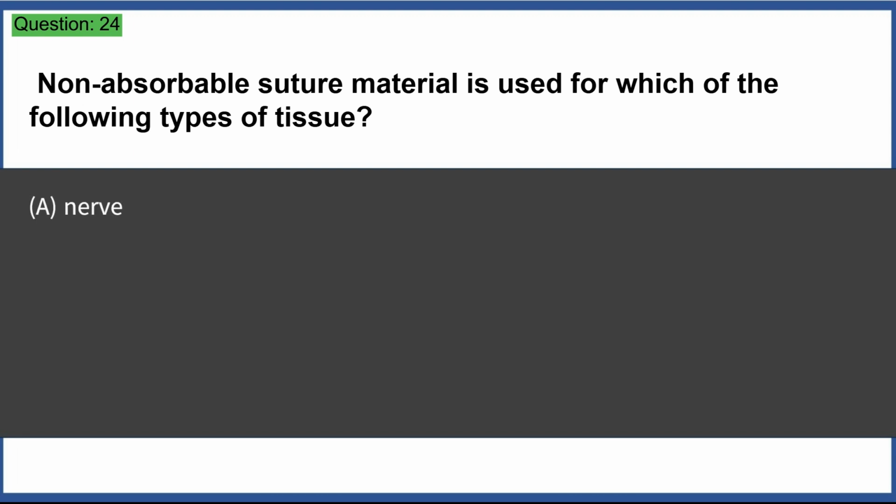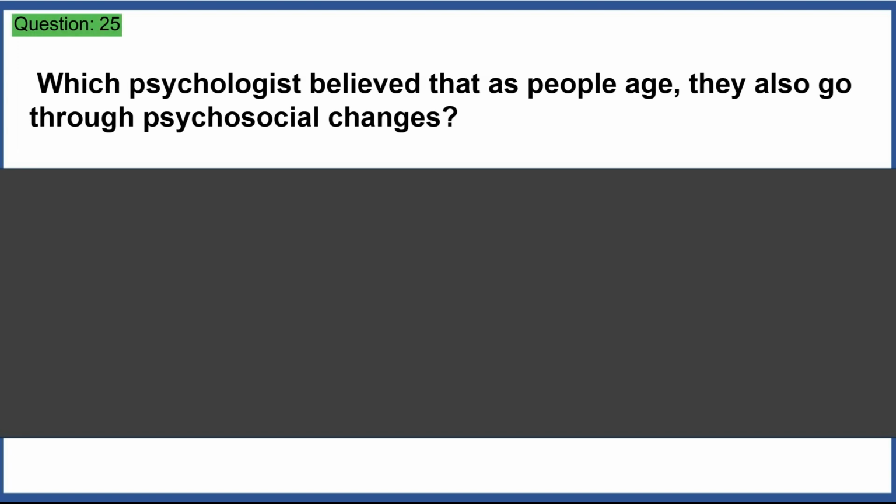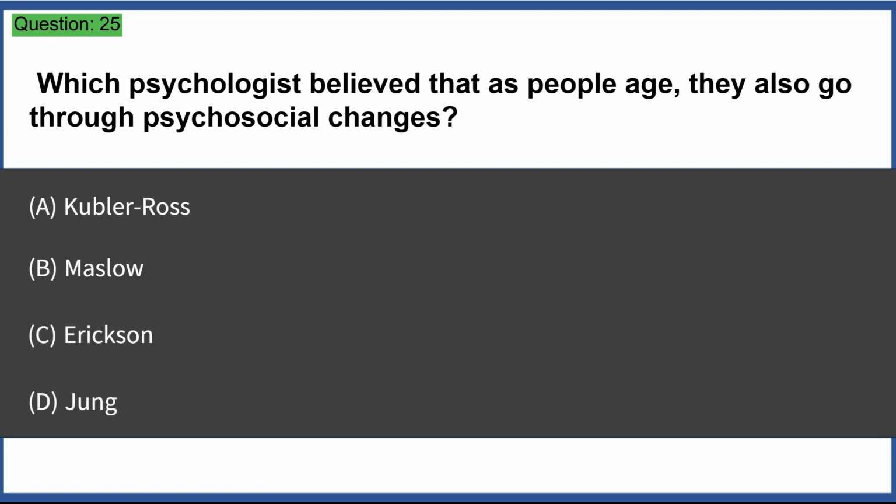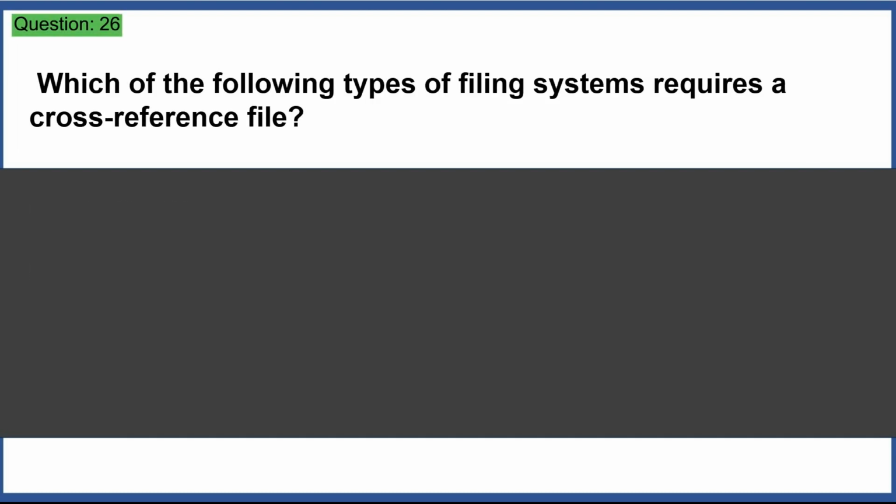A. Nerve. B. Muscle. C. Fascia. D. Skin. Answer: D. Skin. Which psychologist believed that as people age, they also go through psychosocial changes? A. Kubler-Ross. B. Maslow. C. Erikson. D. Jung. Answer: C. Erikson. Which of the following types of filing systems requires a cross-reference file?